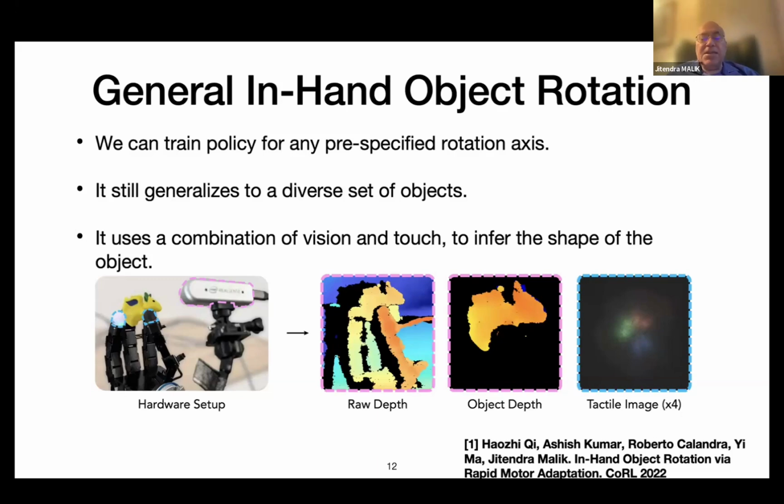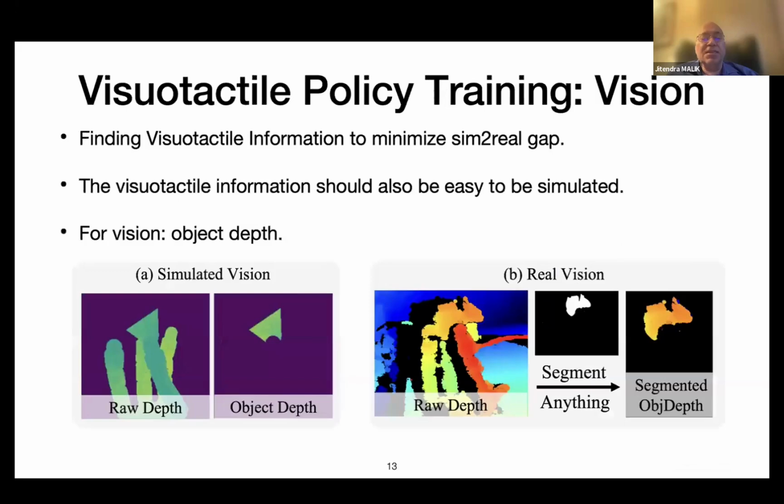The next point is how do we use this information? I won't have time to get into all the details, but very important is how we pre-process the vision data. We pre-process it by segmenting out the object and of course operating in the depth domain. This reduces the gap from training in simulation to working in the real world.